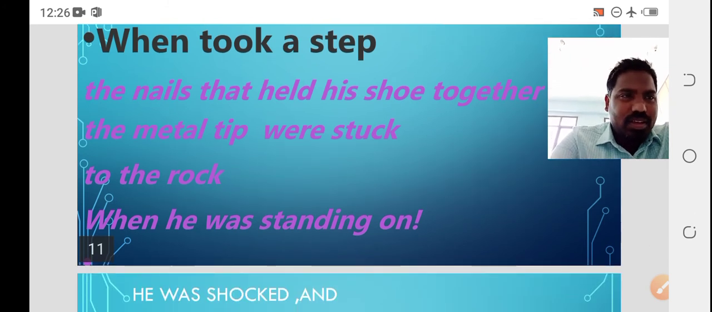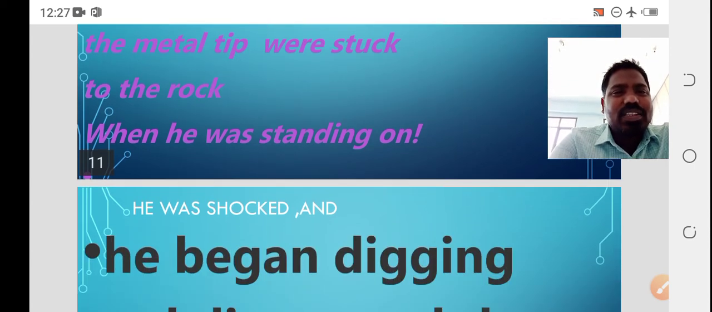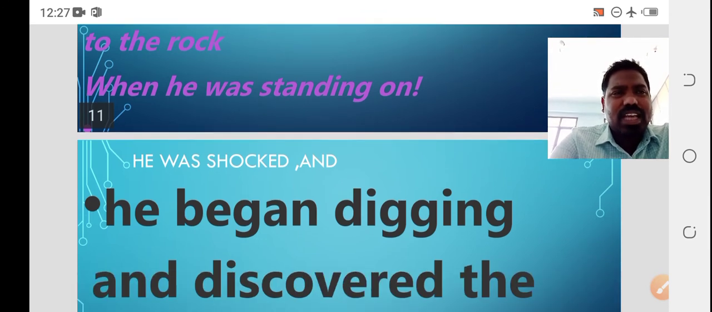Stuck to the rug means attracted to the rug, or held at the rug, when he was standing on it. What was happening when he was standing on it? The nails that held his shoe together, the metal tip, were stuck to the rug. He was shocked and wanted to find out what was happening.